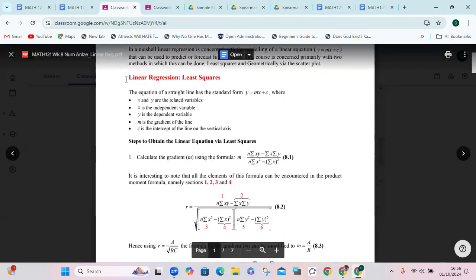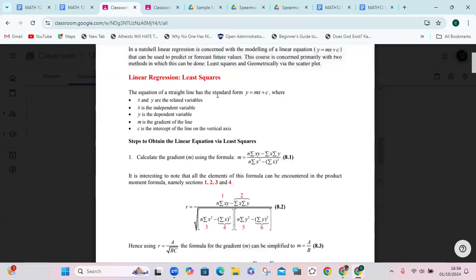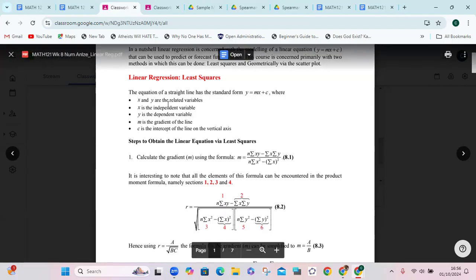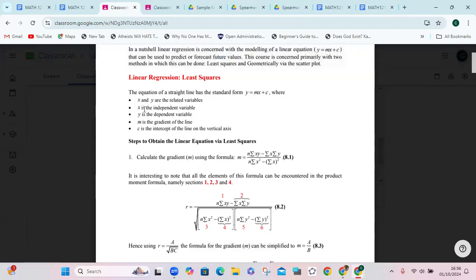So as you can see, to apply least squares, it says the equation of a straight line has a standard form y is equal to mx plus c, where x and y are the related variables. X is the independent variable, y is the dependent variable, m is the gradient of the line, and c is the y-intercept. Now, the steps to obtain the linear equation via least squares: first, you calculate the gradient, m, using the formula.